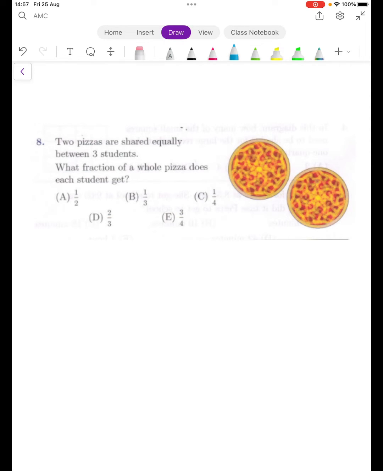Now, this is an interesting question. Fractions questions are actually very straightforward, and I will show you both ways, a written method, an abstract way, and also a pictorial way. Let's read the question. 2 pizzas are shared equally between 3 students. We have these 2 pizzas here, and they need to be shared equally between 3 students. What fraction of a whole pizza does each student get?